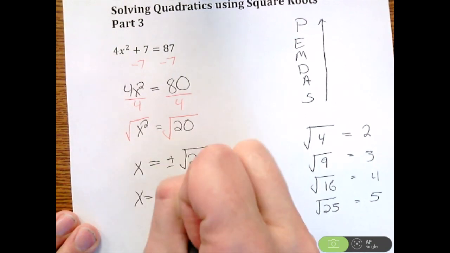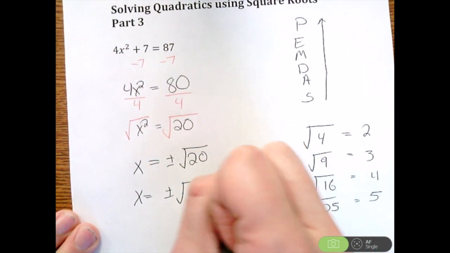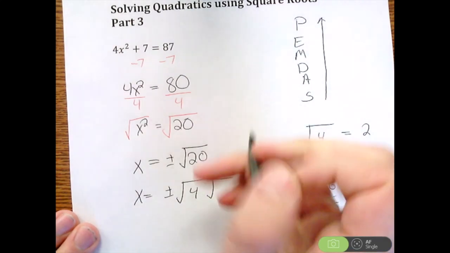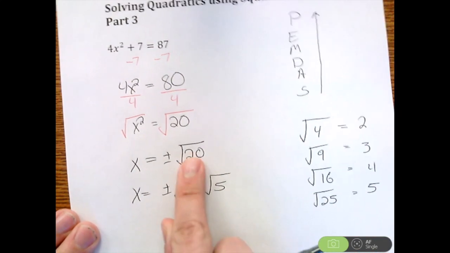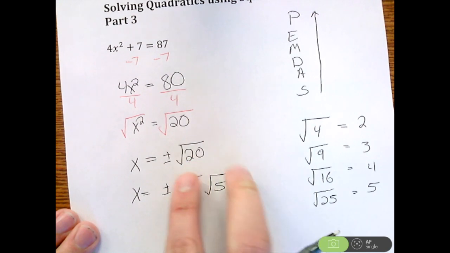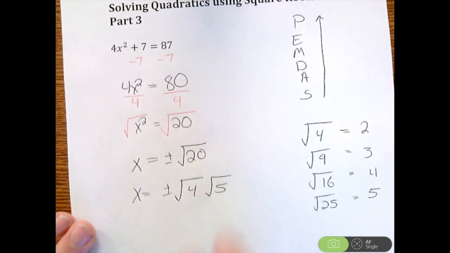So if I break this down, I can break it down to the square root of 4 times 5, and 4 times 5 is 20. These are the exact same thing. All I did is take this 20 and break it down to 4 and 5.